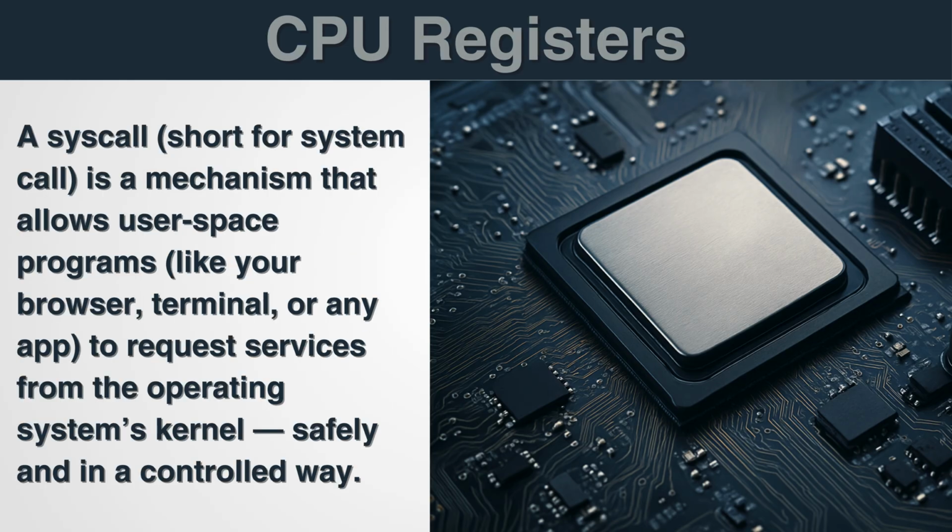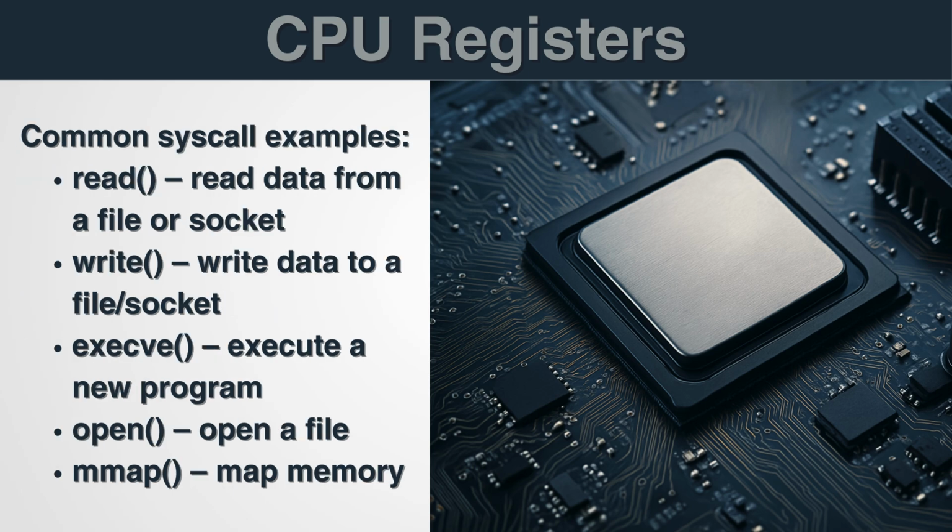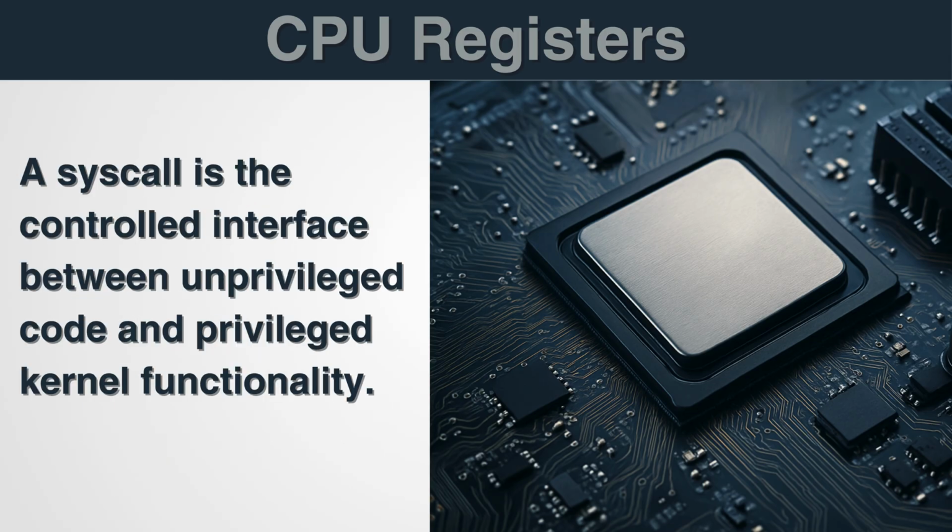Now, a syscall is short for system call. That's a mechanism allowing user space programs, like your browser, your terminal, or any app, to request services from the operating system's kernel safely and in a controlled way. You've got common examples like read, write, open, mmap: reading data from a file or socket, writing data to a file or socket, executing a new program with execve, opening files and mapping memory. So in essence, a syscall is the controlled interface between unprivileged code and privileged kernel functionality.